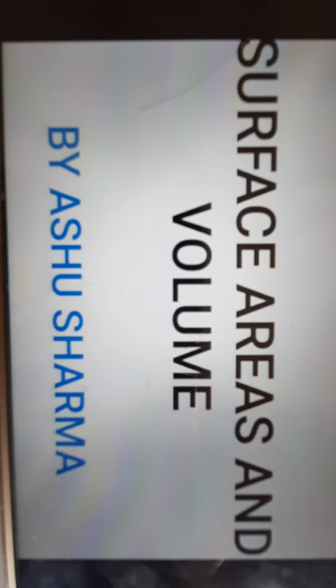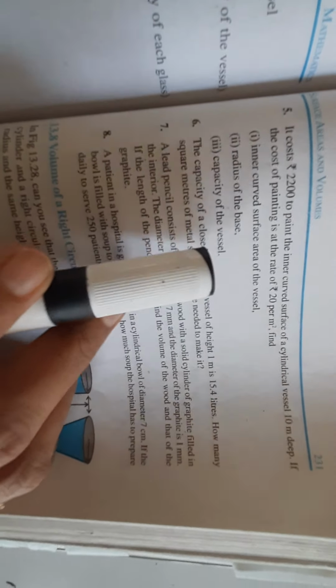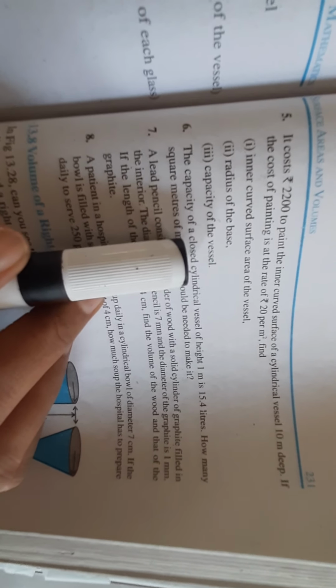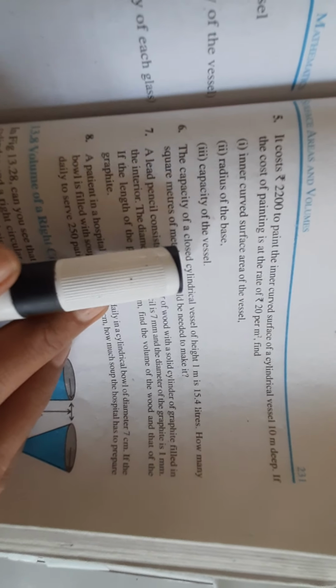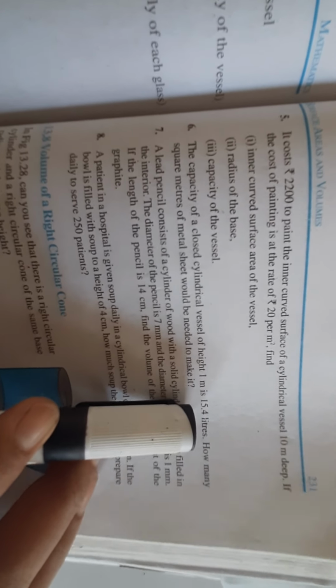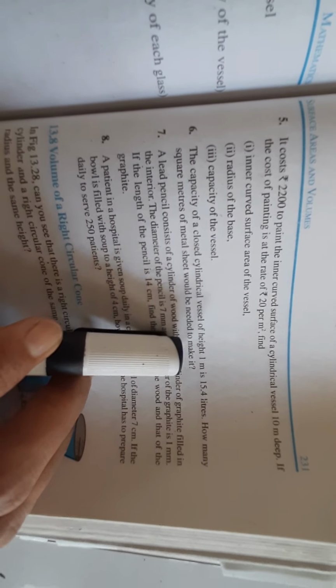So let's do question number 6. Dear students, question number 6 is: the capacity, capacity means volume, of a closed cylindrical vessel. To be noted, the vessel is closed, means it is having top and it is having the bottom. It has a lid and a base. Of height 1 meter and its capacity is 15.4 liters. How many square meters of metal sheet would be needed to make it?